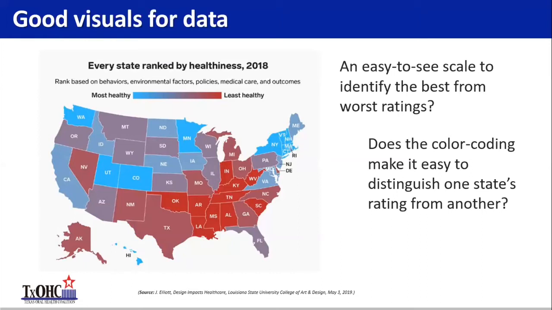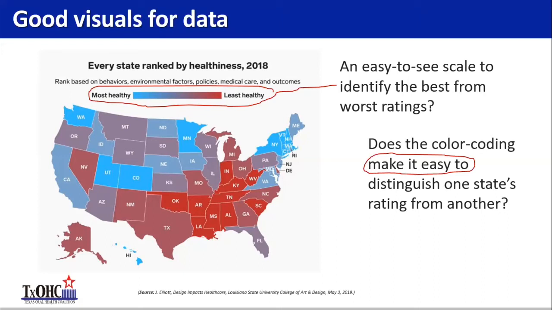So here you have, this was from Louisiana State University. This was something they did on environmental health policies, and they ranked them most healthy to least healthy. And this is very clear, I think. I don't think these color shadings are as likely to be confusing. You see, first and foremost, an easy to see scale, right? You see a header, every state ranked by healthiness, and it tells you immediately what year the data is from, 2018.